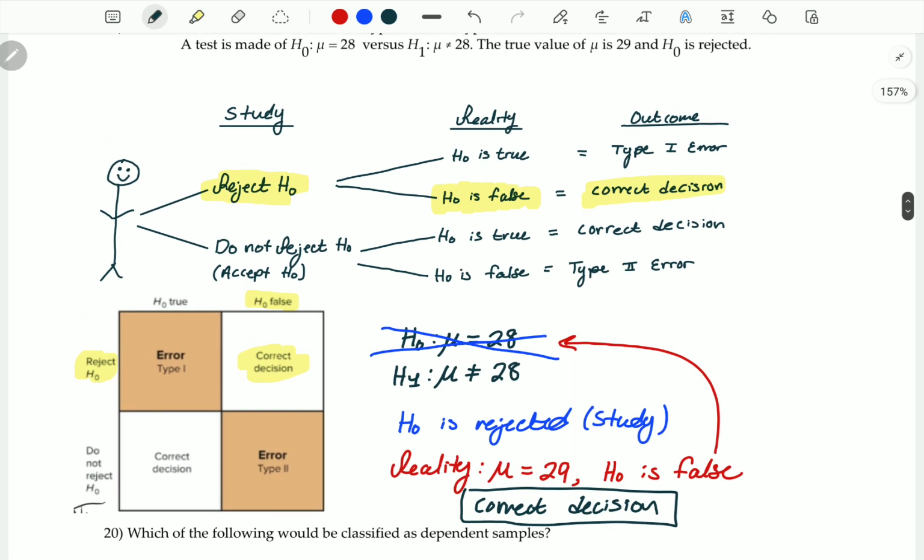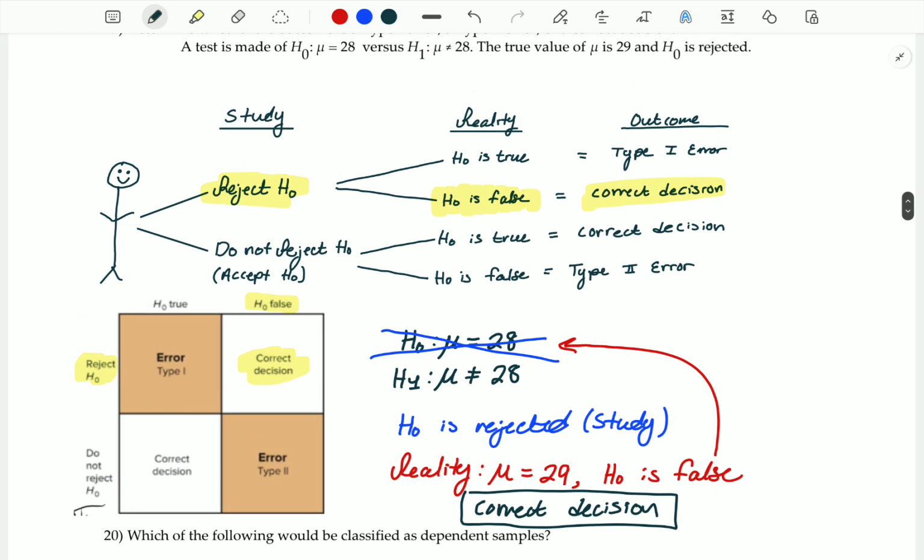And that is it for number 19. Once again, determine if you reject your null hypothesis, then look at what you have in reality and see, does the mu that we have in reality indicate that the null is true or that the null is false? In this case, because mu is 29, and the null hypothesis says mu is 28, that means that the null hypothesis is false. Null is rejected. The null is false. Rejecting false information. Correct decision.